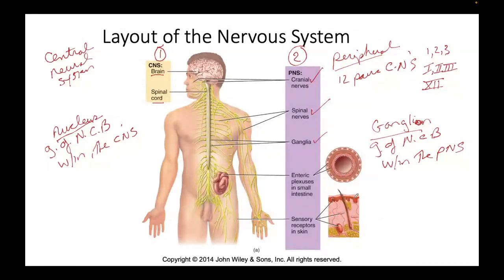So this is like real estate: location, location, location. If you have a group of nerve cell bodies within the central neural system, we're talking about a nucleus. And if we're talking about a group of nerve cell bodies outside of the CNS or within the PNS, we're talking about a ganglia or a ganglion. Okay. Then we have an axon, and then we have a nerve.